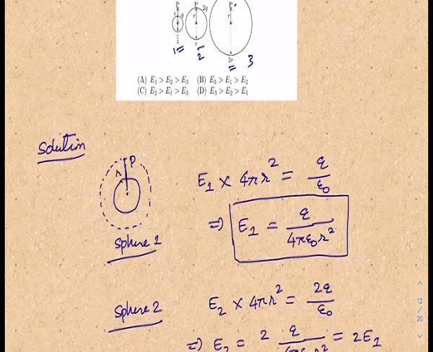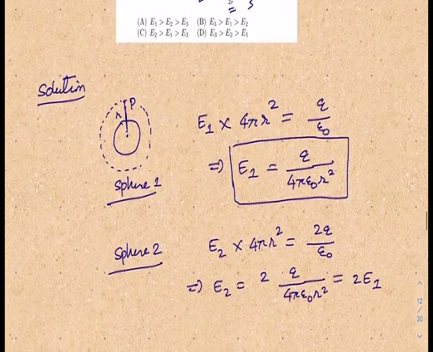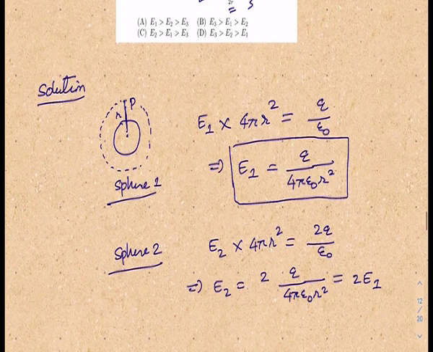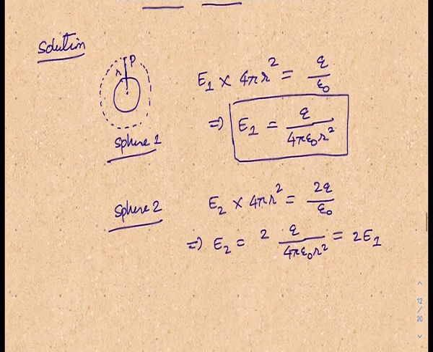So E2 is greater than E1. That is immediate. But then if you look at the options, A and B cannot be correct, so you have to find out the last one also, sphere 3.